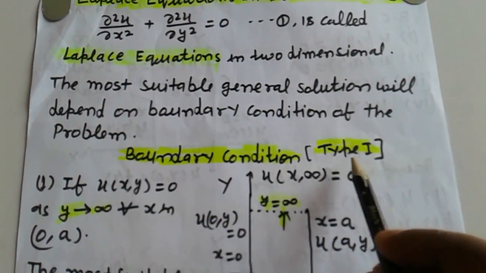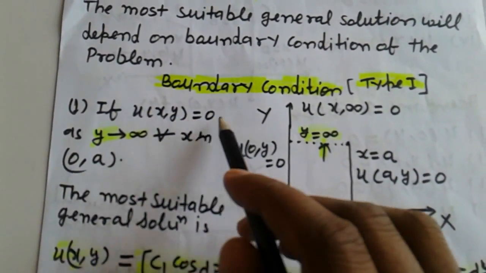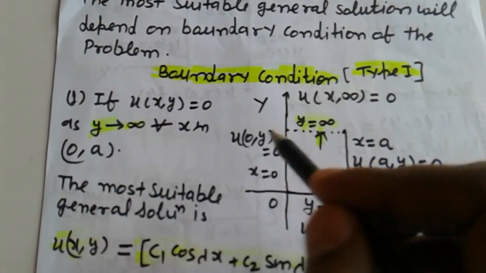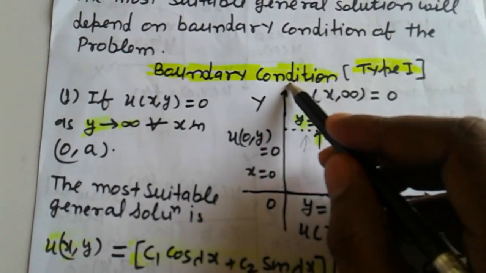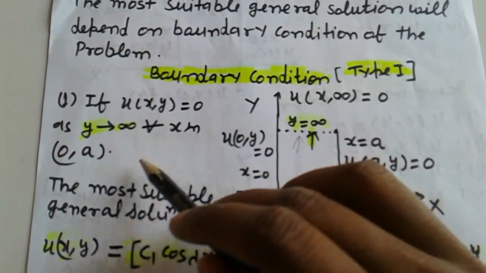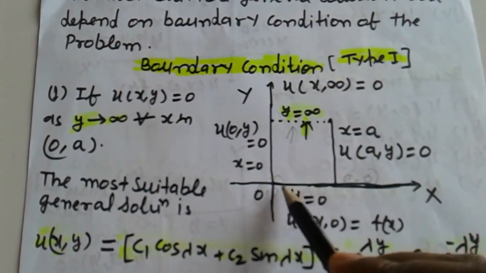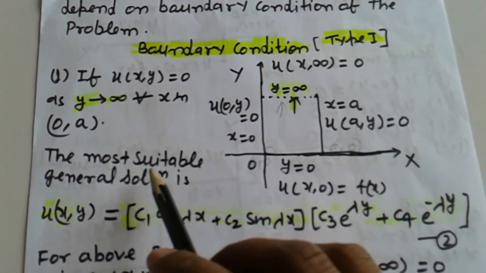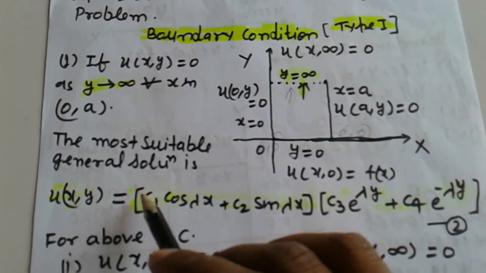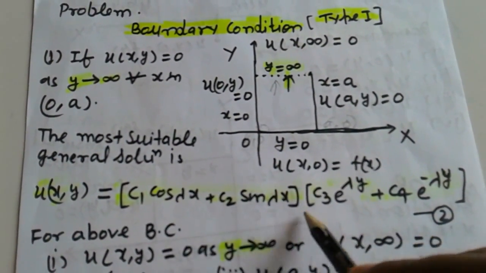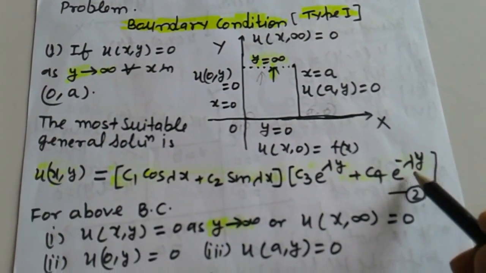The boundary conditions, first type. If u(x,y) = 0 as y tends to infinity, meaning y tends to infinity along the y-axis, and x lies between 0 and a, with coordinates (a,0), then the most suitable general solution is u(x,y) = (c1 cos λx + c2 sin λx)(c3 e^(λy) + c4 e^(−λy)).